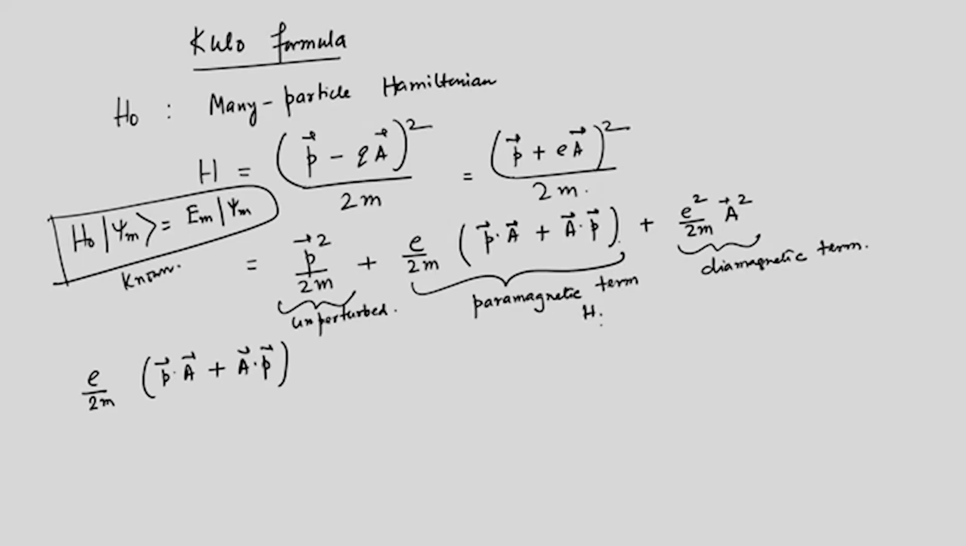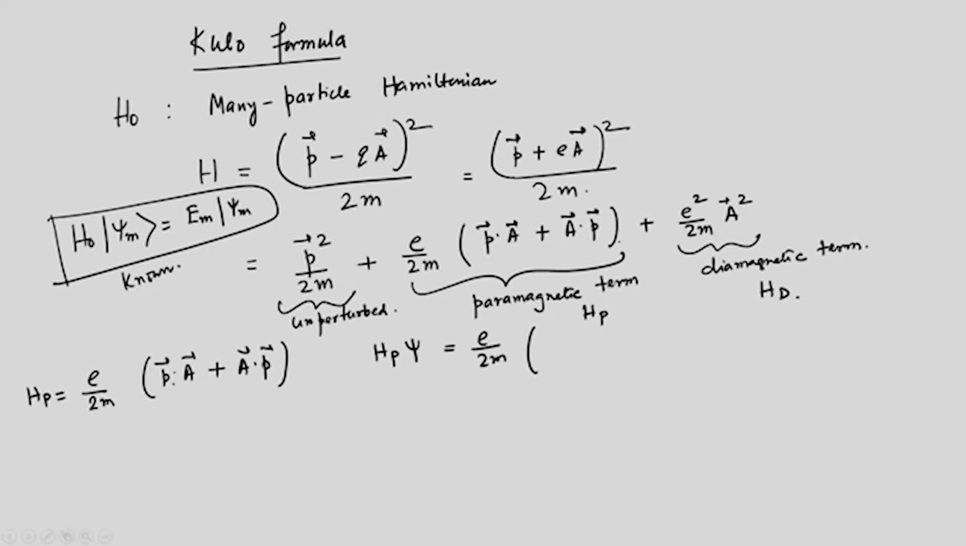So, let me call this H_P and this H_D, D for the diamagnetic and P for the paramagnetic. So, H_P is like this. If I want to understand that, how do I simplify this? I consider an arbitrary state psi, and then this will be like e over 2m.